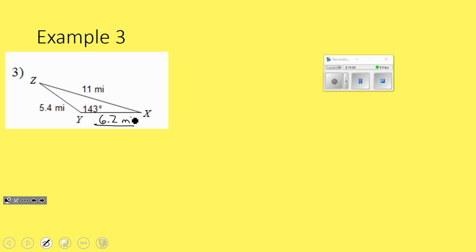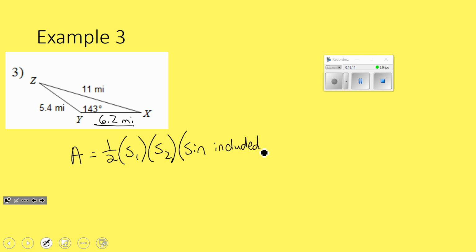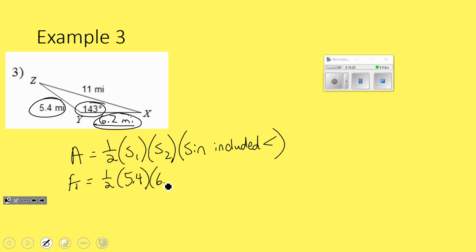So I'm going to go ahead and use the shorter one first. So area equals 1/2 one side times the other side times the sine of the included angle. So again, we're going to have to use this side, and here's our included angle, side angle side. So this would be 1/2 times 5.4 times 6.2 times the sine of 143.